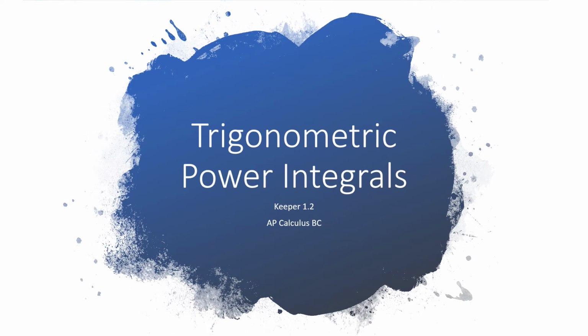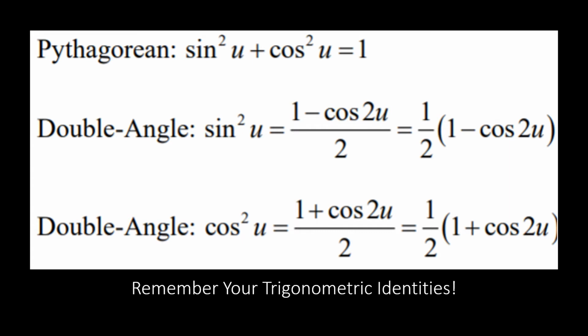Keeper 1.2, trigonometric power integrals. All right, so remember for your trig integrals, you need to know some of your identities. Obviously, I want you to know all of your identities, but the most important ones for this lesson are your Pythagorean identity, your double angle identity for sine squared, and your double angle identity for cosine squared. And if you know those identities, then you should be good to go.